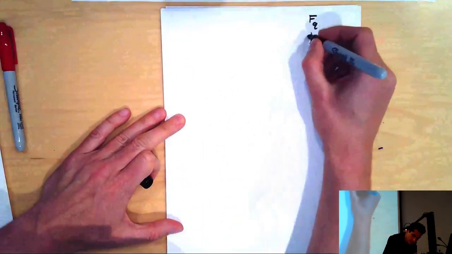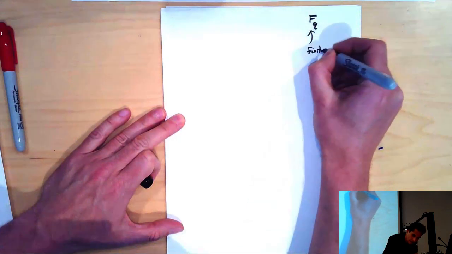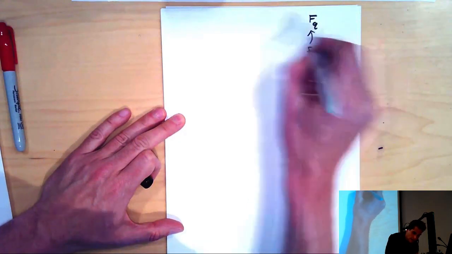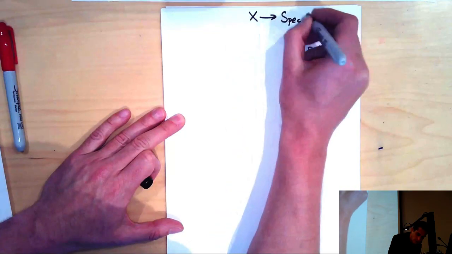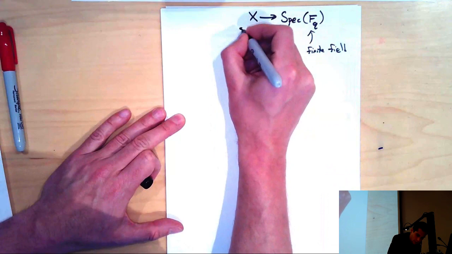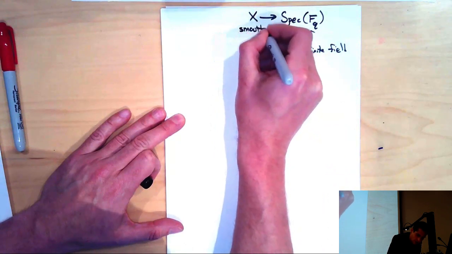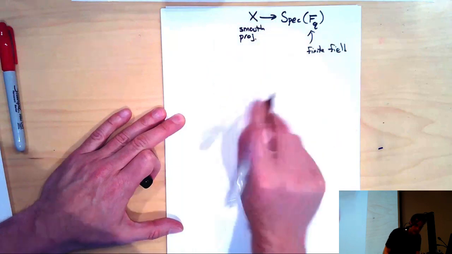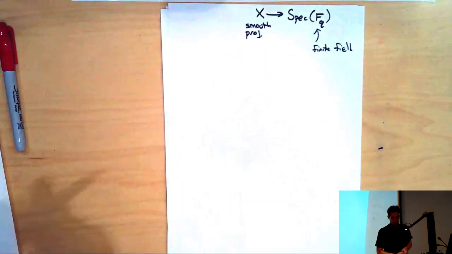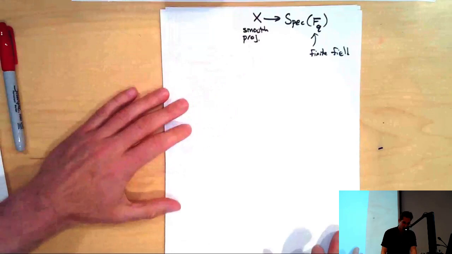F_q is going to denote a finite field with q elements. And X is going to be an algebraic curve over F_q. When I say algebraic curve, I'm always going to mean it's smooth, projective, and geometrically connected, meaning that the ring of global functions on X is exactly F_q.